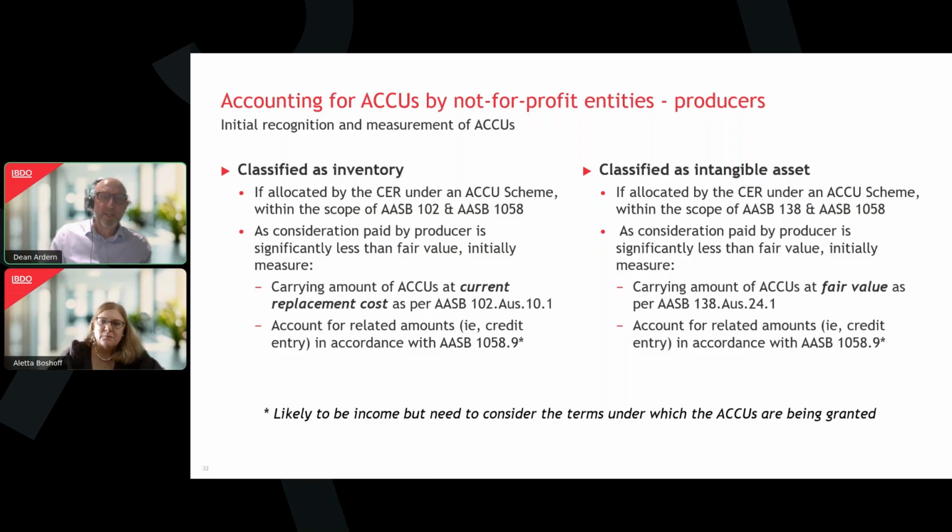Now, if it's an intangible asset, again, the same issue applies: you are within the scope of AASB 138, but you're not within the scope of 120 because you're not for profit. You're actually within the scope of 1058. So the idea is you've got to think about both sides of the journal entry. I'm getting an asset, but I'm also getting a benefit of some kind. If you think of it this way, the asset side sits within 138, but the credit side sits within 1058.